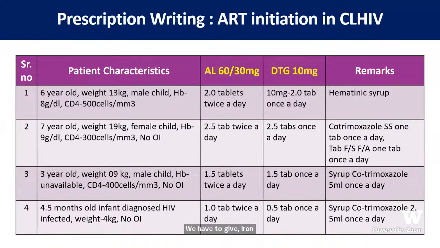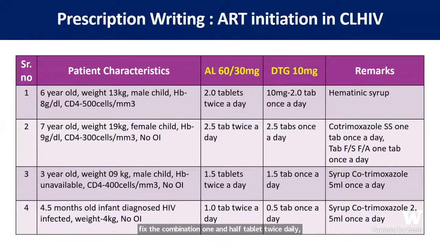A 3-year-old boy weighing 9 kgs, hemoglobin is not available, CD4 is 400, there is no opportunistic infection. The prescription will be abacavir, lamivudine 60-30 fixed combination, 1.5 tablet twice daily, DTG 10 milligram, 1.5 tablet once a day.